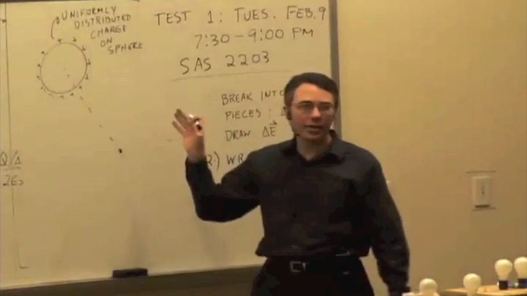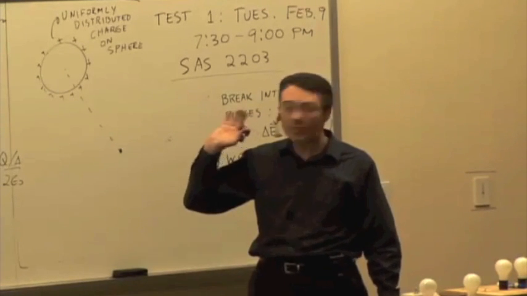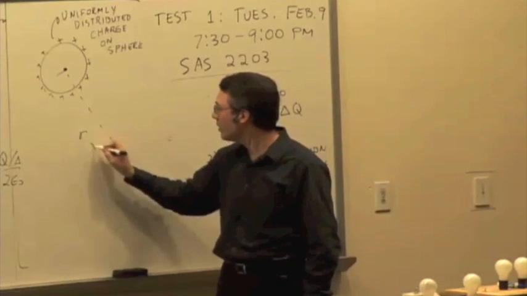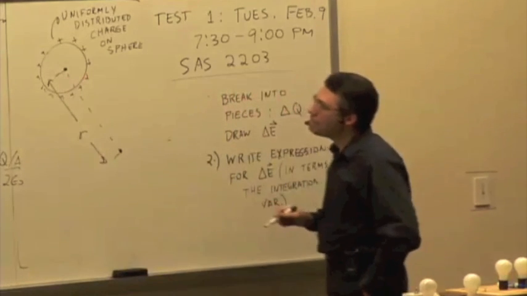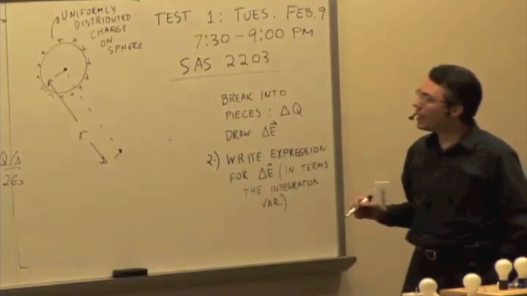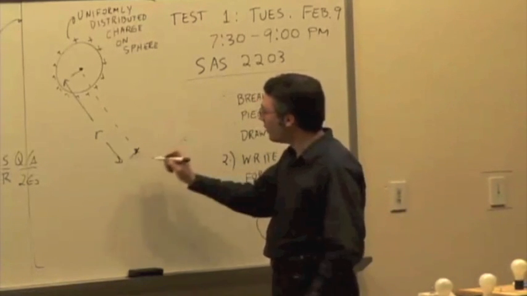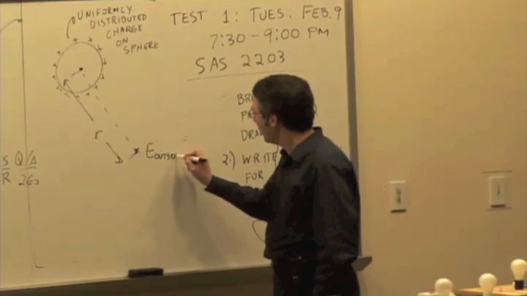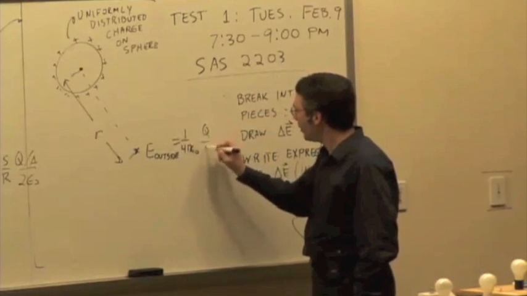What's the R? The R goes from where to where? From the center of the sphere, right? So you can treat it like a point charge at the center, and it behaves exactly the same way. Okay, so outside, it's just 1 over 4 pi epsilon 0 Q over R squared.